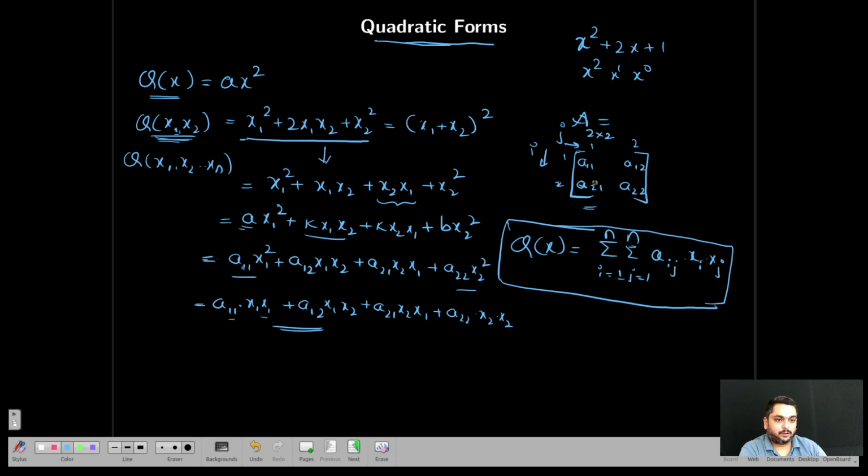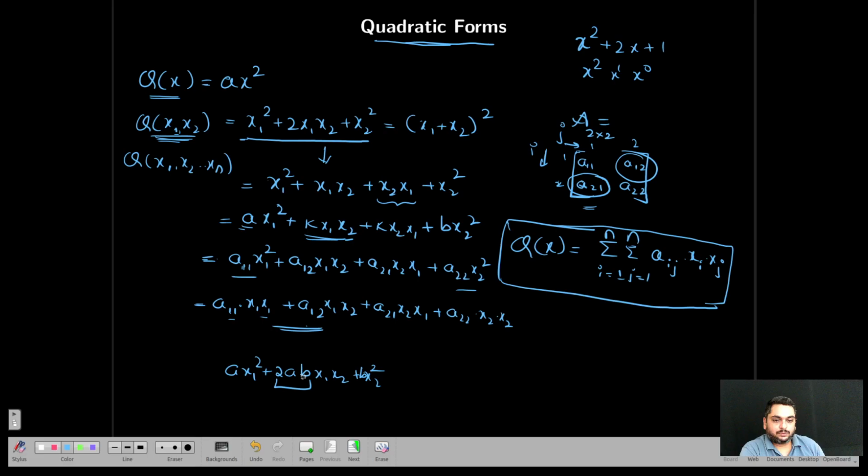Now, here if you observe, these two elements will be the same. Take this example: I have split this into two variables, and both will be the same. So if I take something like a x square plus 2ab x1 x2 plus b x2 square.